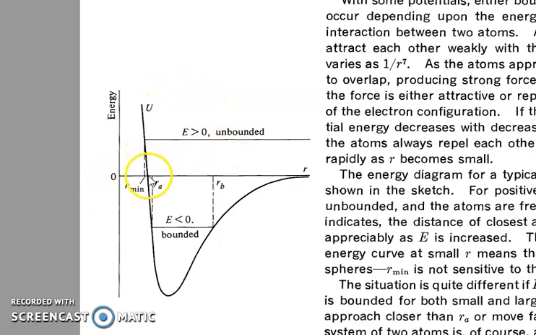So above this point the potential energy is positive and the force will be repulsive. From R to this position, R minimum, the force will be attractive, and beyond this the force will be repulsive. If you bring any two atoms very close to each other, up to this point there will be an attractive force between the atoms. Further on there will be a repulsive force, which means we cannot bring the atoms beyond this point.